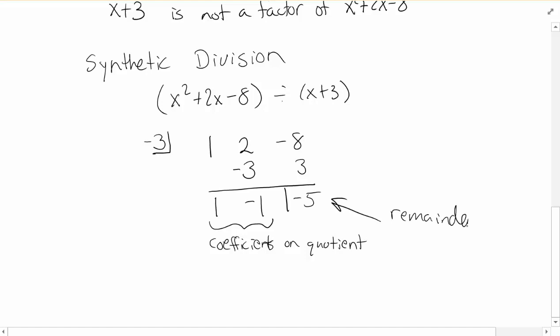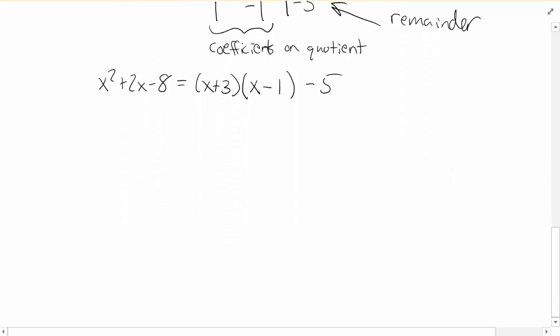So what this means is I took x squared plus 2x minus 8. That's equal to, while the divisor was x plus 3, because I have that negative 3 up in the box over here. And then the coefficient on my quotient, well, I had a second-degree polynomial divided by a first-degree polynomial. That's going to give me another first-degree polynomial. So these are the coefficients on a first-degree polynomial, which is a 1x minus 1. And then my remainder is negative 5. So you can see I got exactly the same thing before. It was just a bit faster way to get there.